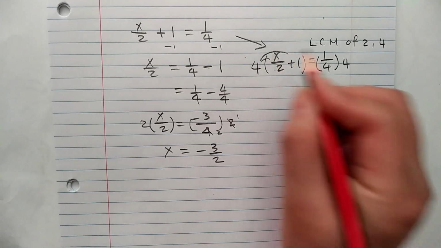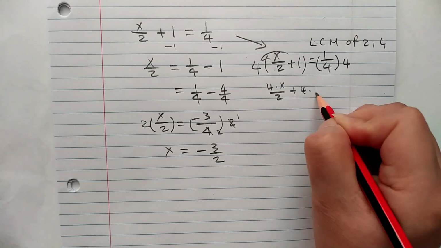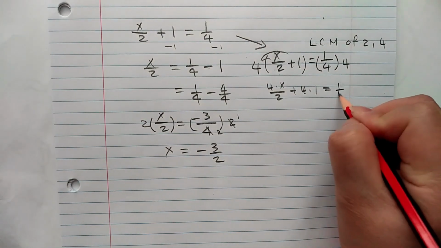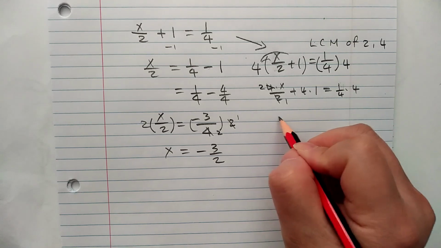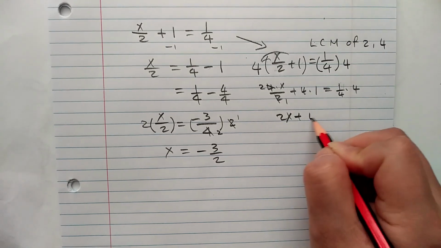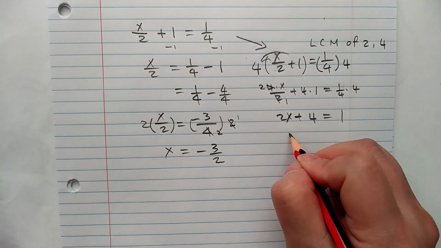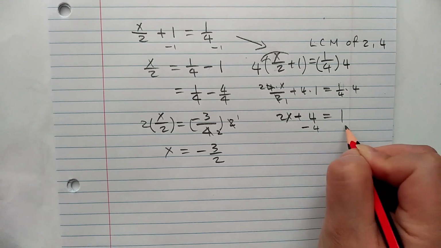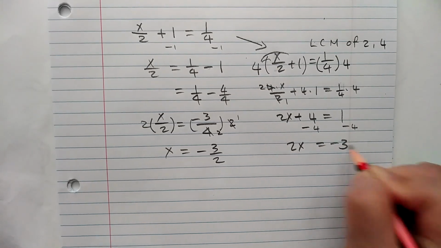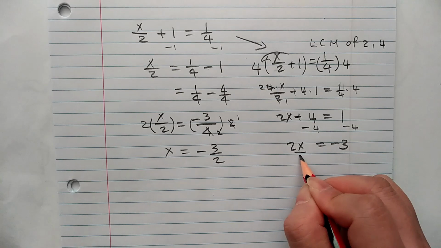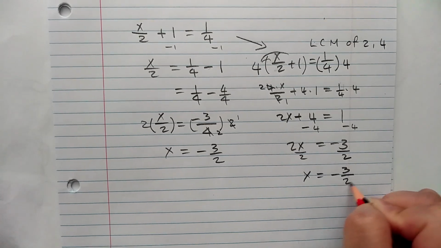Then let's distribute these. 4 times x over 2 plus 4 times 1 is equal to 1/4 times 4. This will become 2 and 1. So 2x plus 4 is equal to 1/4 times 4, which is 1. Subtract 4 from each side. 2x is -3. Divide both sides by 2. x is -3/2.